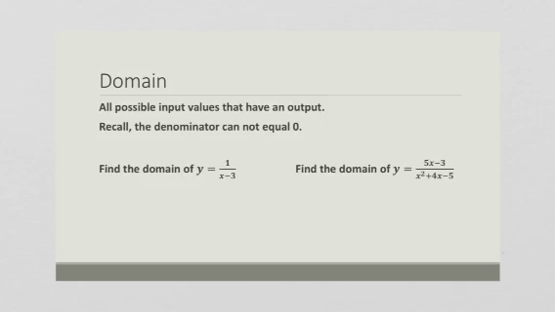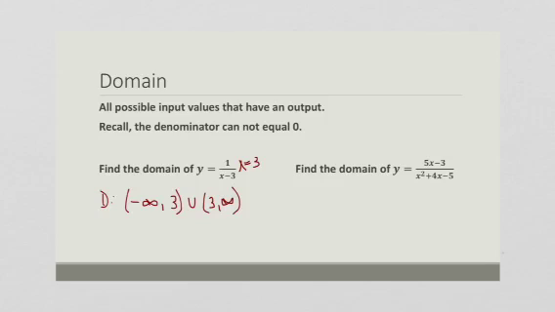So first, domain. We've talked about domain, and it's all possible input values that have an output. Recall the denominator cannot equal 0. So if we find the domain for each of these examples, in our first example, we know by looking at the function that the denominator can't be 0. And we know that x equals 3 is going to make the denominator 0. So that is an input that is not possible. It will not have an output. So the domain of my function is from negative infinity to 3, and I'm not including it, so I use a parenthesis, and then 3 to infinity. You can also look at the graph, and you'll see that you'll have an asymptote here.